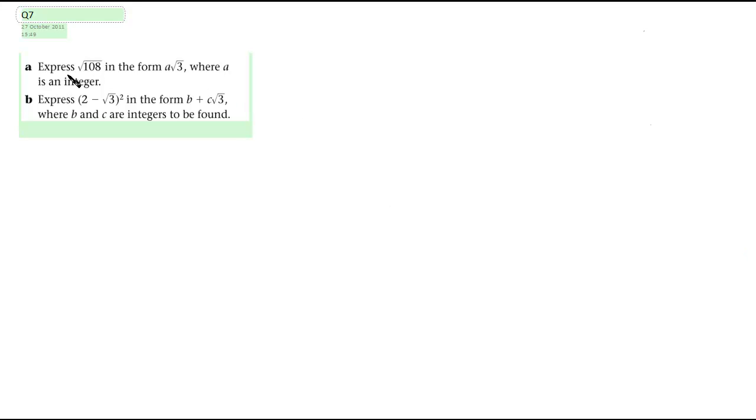Right, we're going to have a look at question 7. Express the square root of 108 in the form a root 3. So let's find all our prime factors of 108 over to one side here.